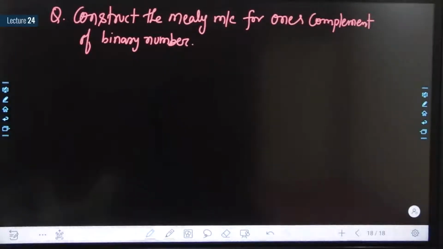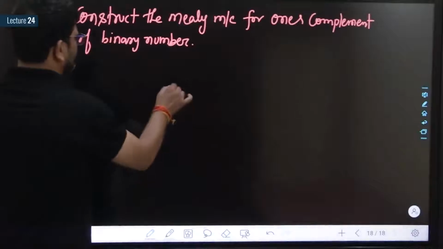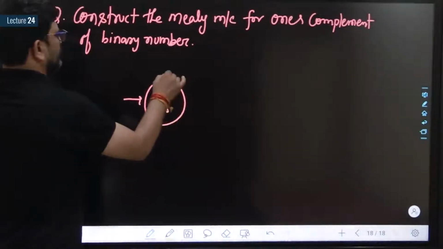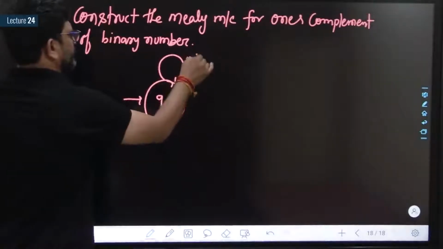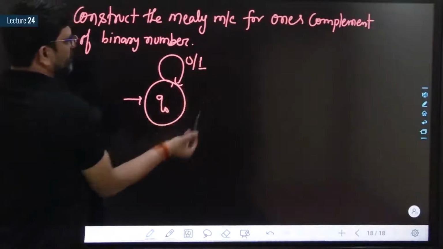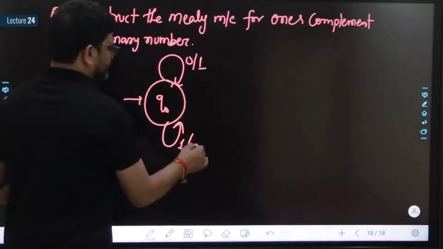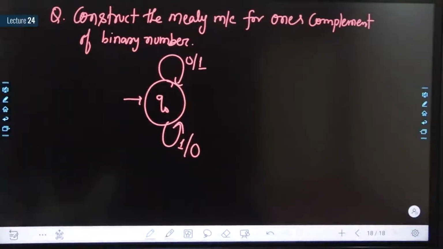Have you done this? It's very easy. Only one state. If the input is 0, the output is 1. If the input is 1, the output is 0. This is the ones complement Mealy machine.